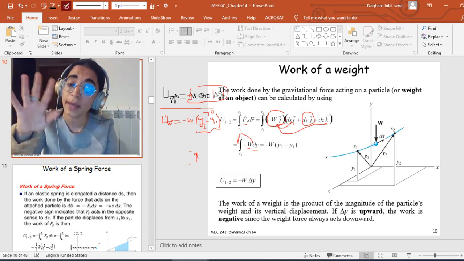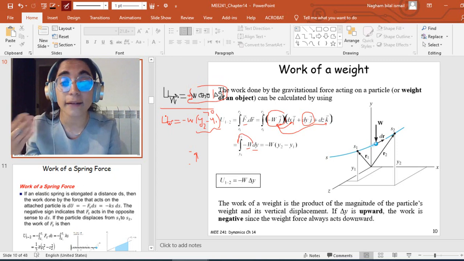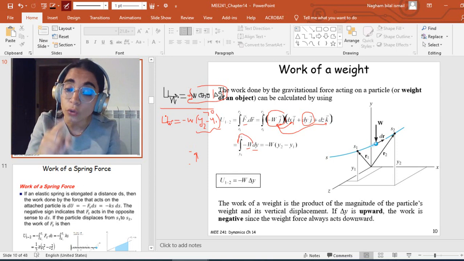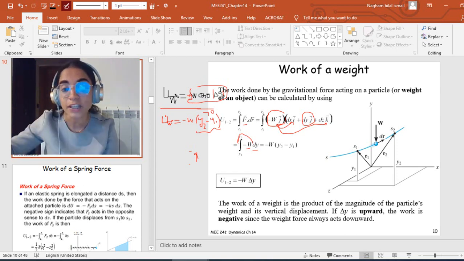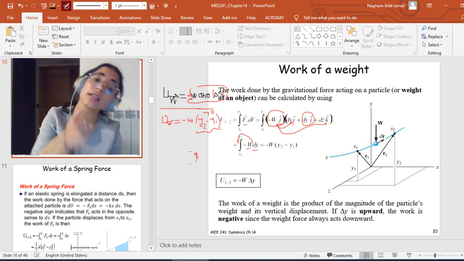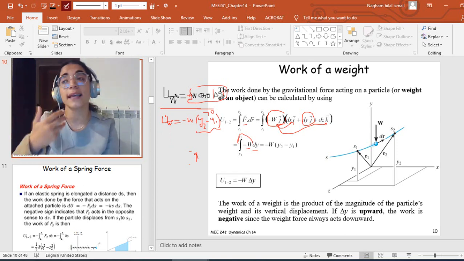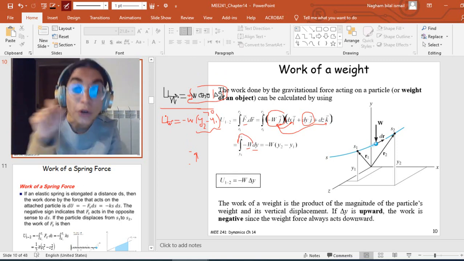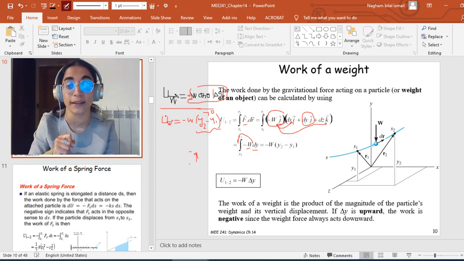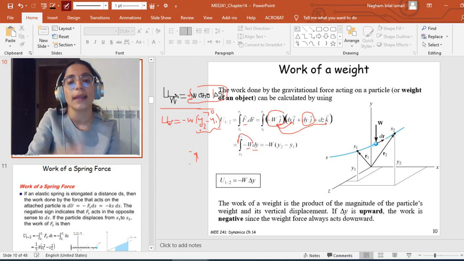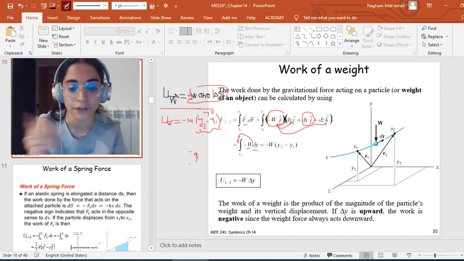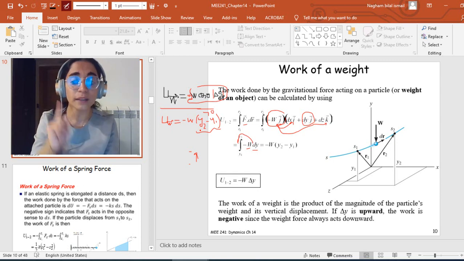Now, how to choose between them, how to choose which equation is correct for the work of the weight? In fact, guys, it depends on the given. If you know the angle between the weight and the tangent at this path, then you have to use the first one, and you have to know if it is a positive or a negative sign. Now, if you have the coordinates of the points at s1 and s2, you should use the second one, and in this case, guys, you're going to have minus W (y2 minus y1), where the sign is given automatically.